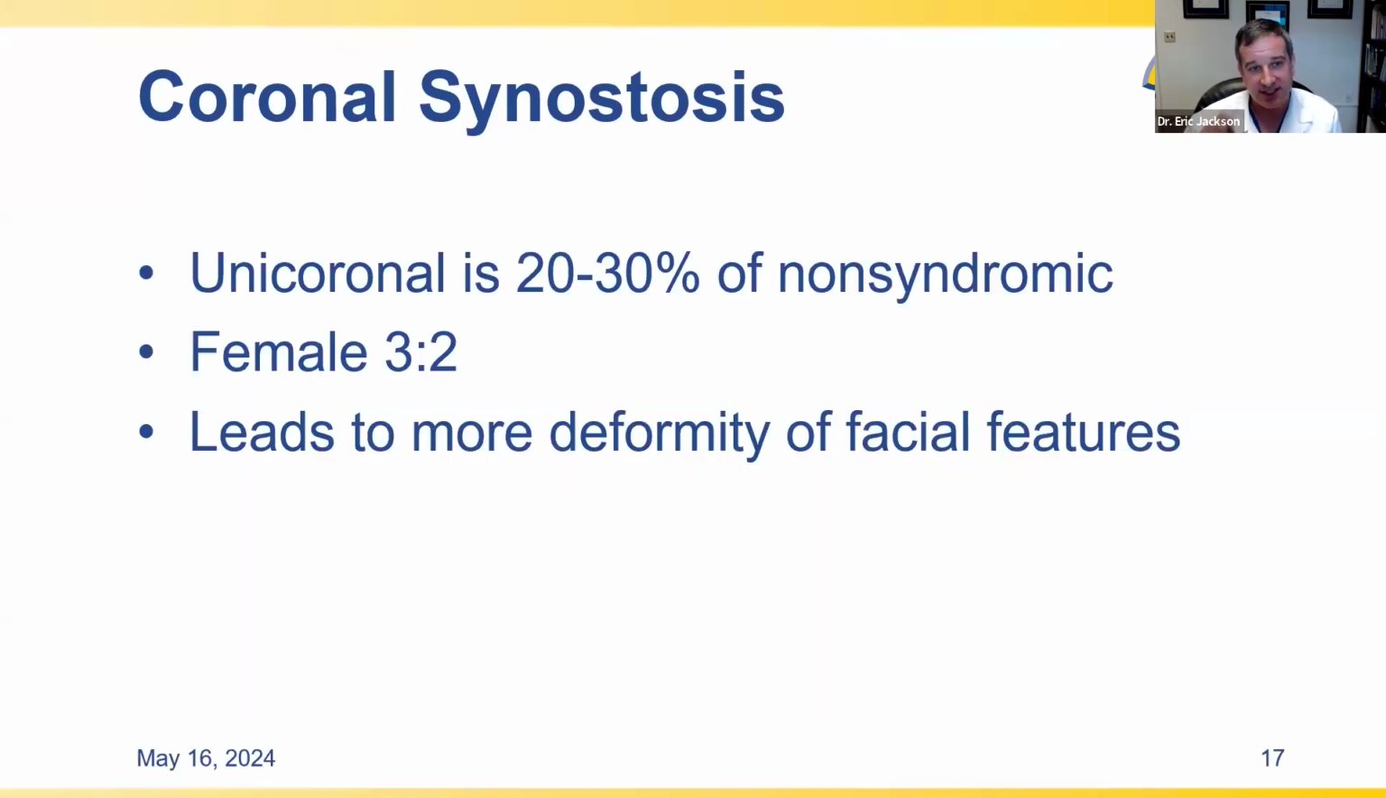Coronal synostosis is one, unlike sagittal, which has a female predominance. And because of where it is, it has more of a deformity of facial features. And unicoronal makes up about 20 to 30% of the non-syndromic cases.